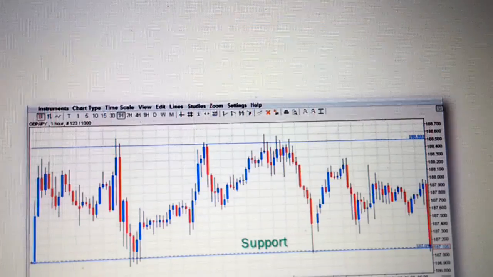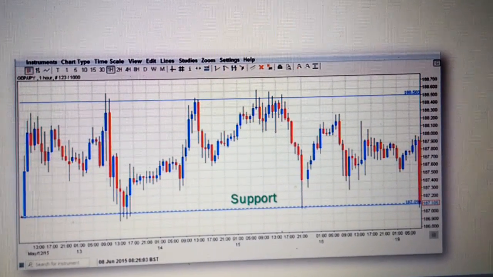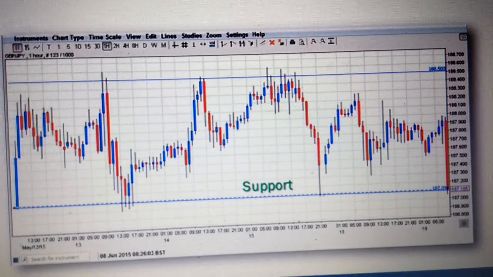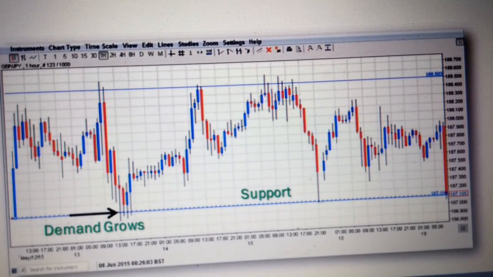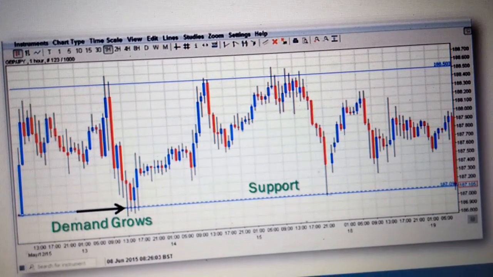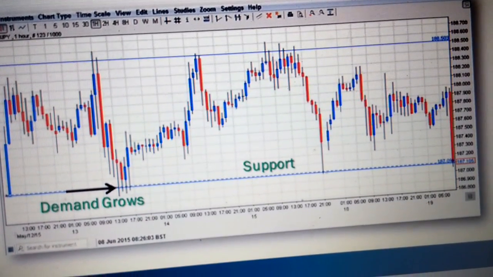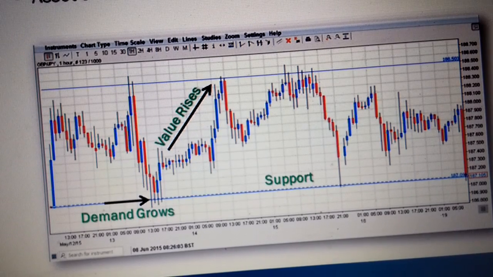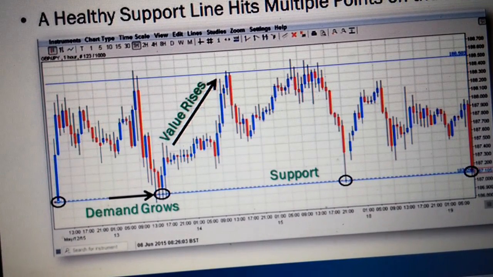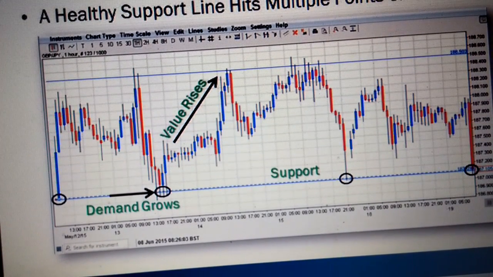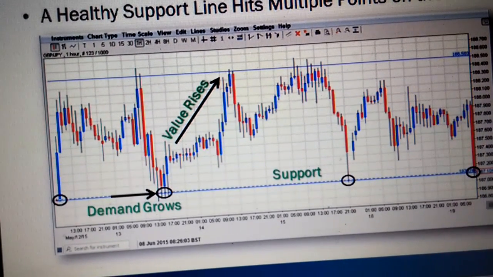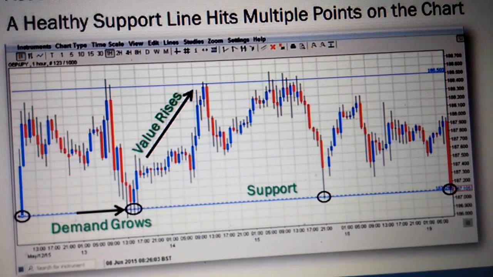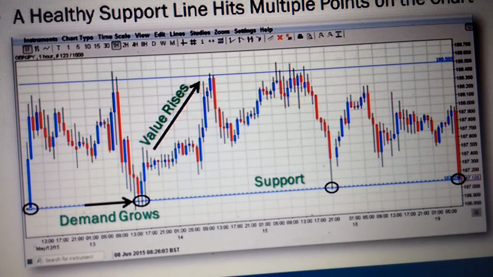So, support is basically a psychological level where the demand for an asset is regarded as strong enough to keep the asset's price up. The demand for the asset becomes much greater when it hits the support line, and it generally bounces back up in value. As I mentioned earlier, a healthy support line hits multiple points on the chart, and that's what this means. It means you can see shadows from many different candlesticks touching those points.